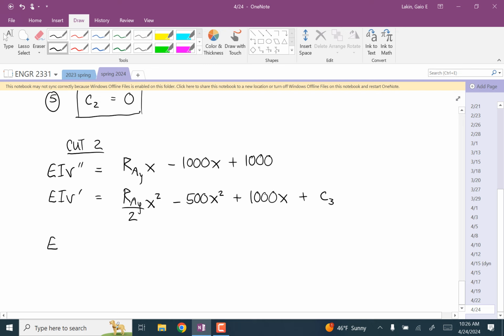and integrate again. EI times deflection is equal to RAY over 6 X cubed minus, that would be 166.6 repeating X cubed, plus 500X, plus C3, 500X squared, sorry, plus C3X plus C4.